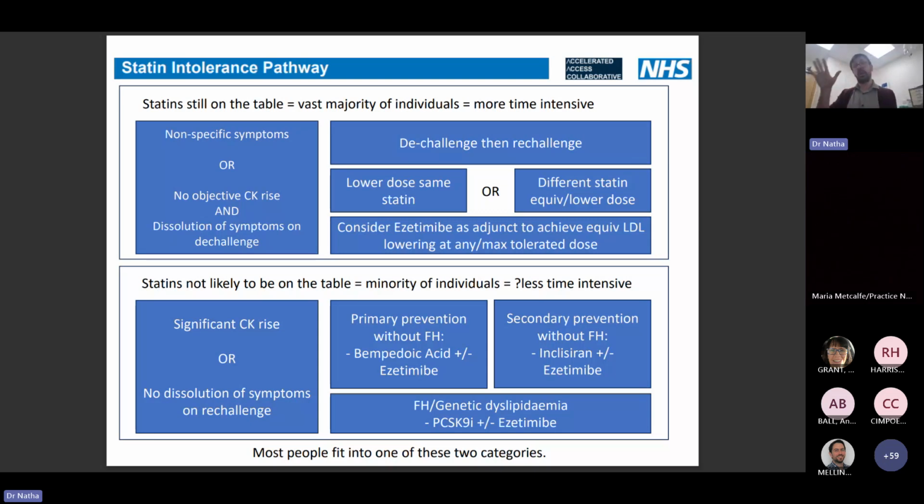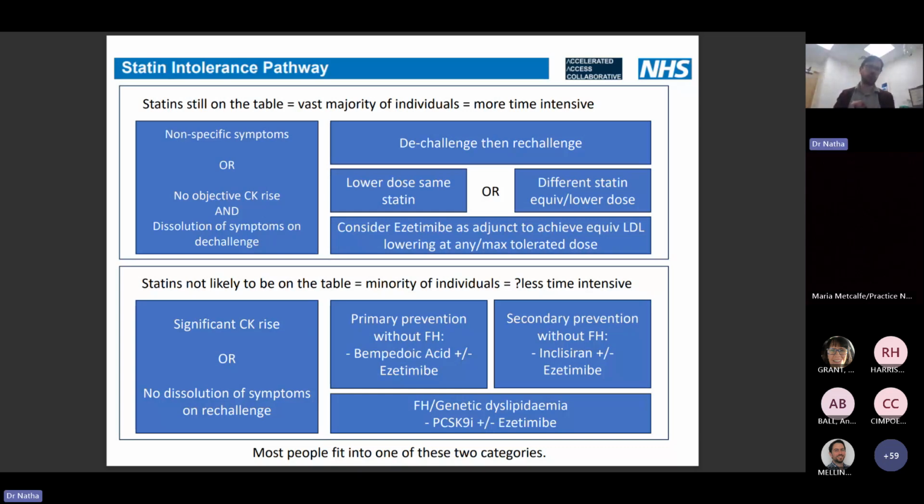And your options, whenever you re-challenge or swap them, are either a lower dose of the same statin or an equivalent dose of a different statin, coming back to atorvastatin and rosuvastatin as your 2 main options. And whichever option you try, think about ezetimibe as an adjunct to achieve your equivalent LDL. And that might be in those who have that category of options: individuals who have really non-specific symptoms, which I appreciate comes with a high prevalence within the primary prevention population, or individuals who don't have any objective symptoms or objective biochemical markers to suggest statin intolerance.